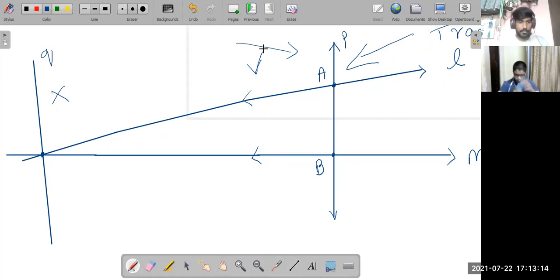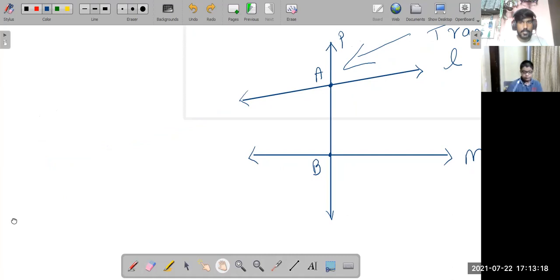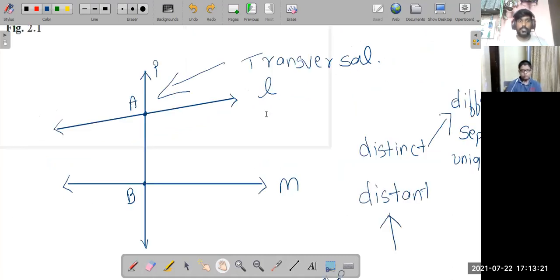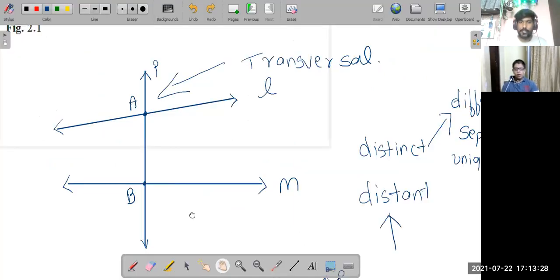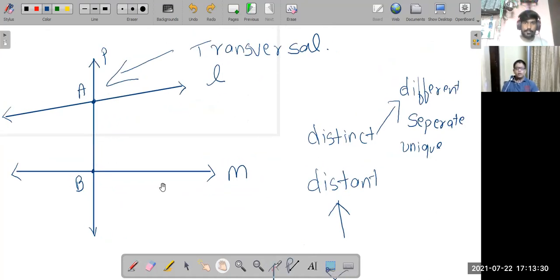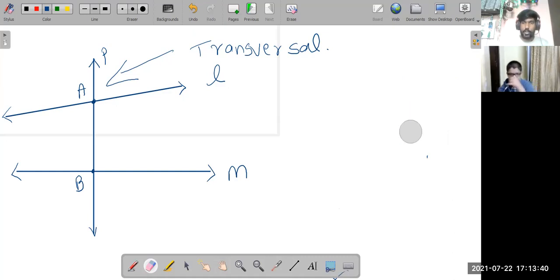Okay, coming back to the main topic. So you understood what a transversal is. Now, do you remember what corresponding angles are? Alternate angles, opposite angles, alternate is different and opposite is different. Corresponding is different and opposite is different. So first we'll start with corresponding. Anything you remember about corresponding angles?